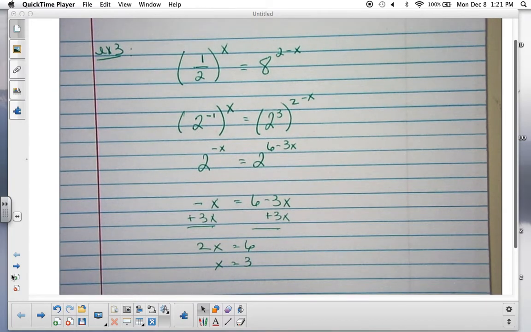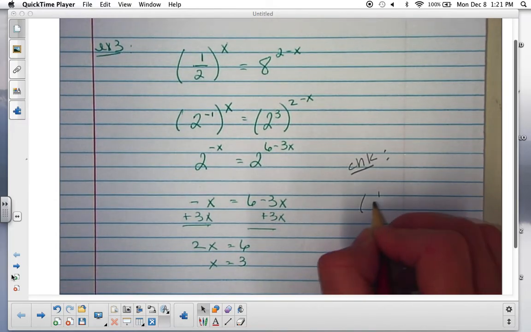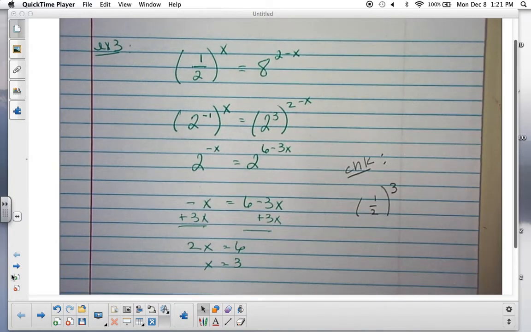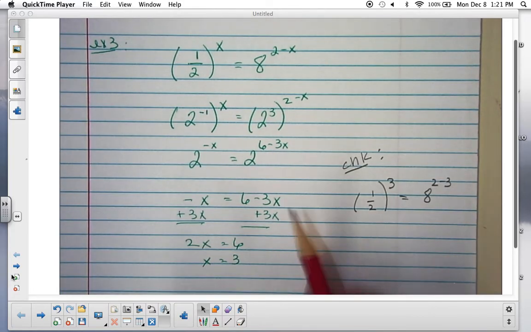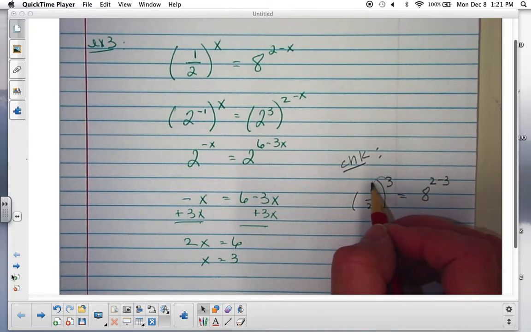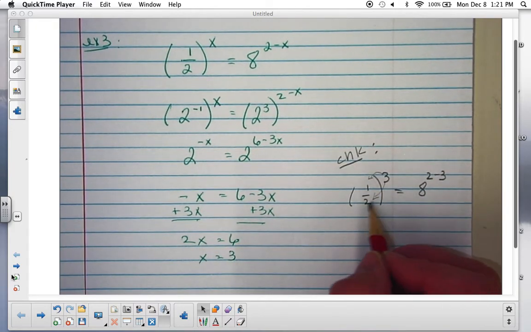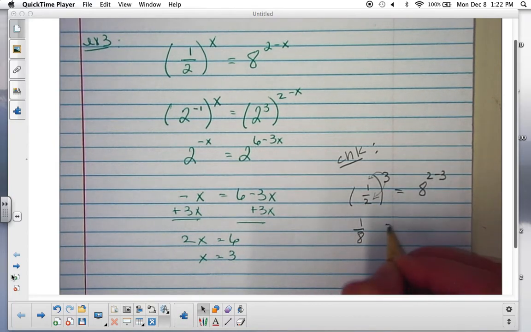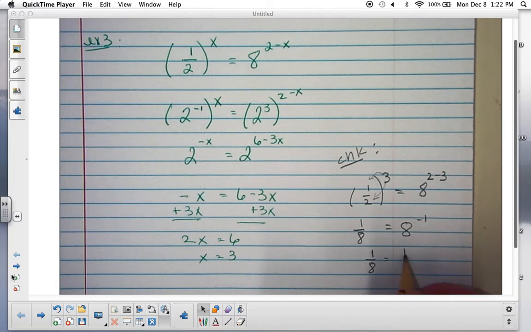So just for the heck of it, I'm going to show you the check here because this is kind of a unique one. If we go back to the very original and I do 1/2 raised to the third power, and on this other side I do 8 to the 2 minus 3. So I'm putting the 3 in these two spots for the x and the x. This 1/2 times 1/2 times 1/2 is 1/8, or essentially remember from day one that both of these get raised to the third power. So 1 to the third is still 1, 2 to the third is 8. That makes 1/8. On this side I get 8 to the negative 1, which again is the same as 1/8. That is a good check.